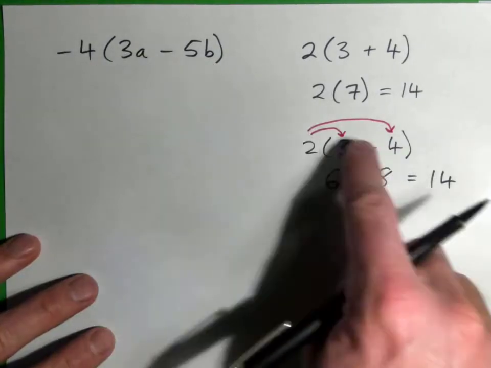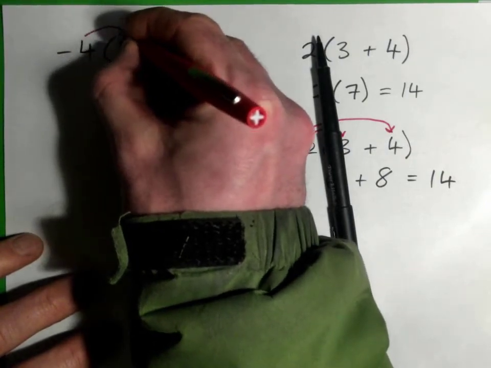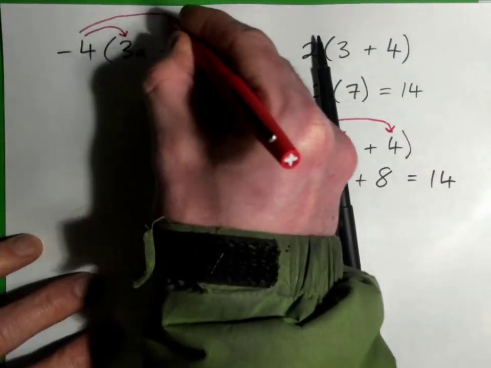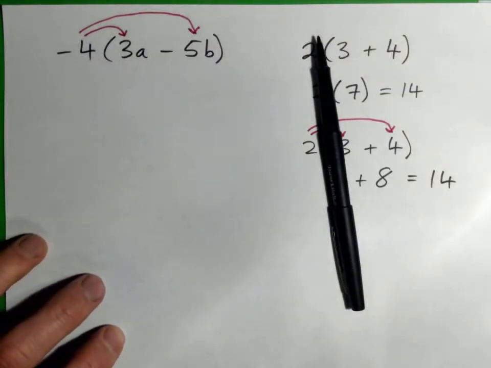With the distributive property, you just take this number and multiply it by this number, then take this number and multiply it by this number. Does that make sense? Yeah. Right. So I have 12a.